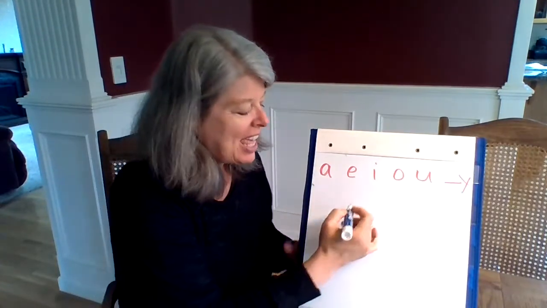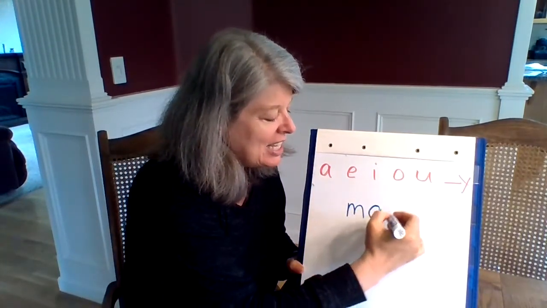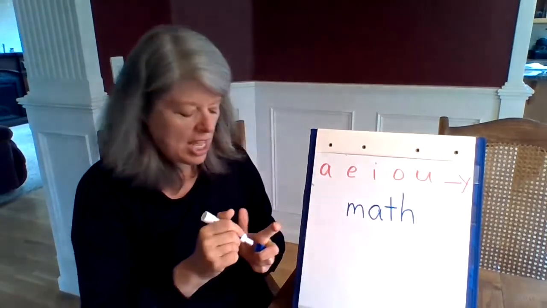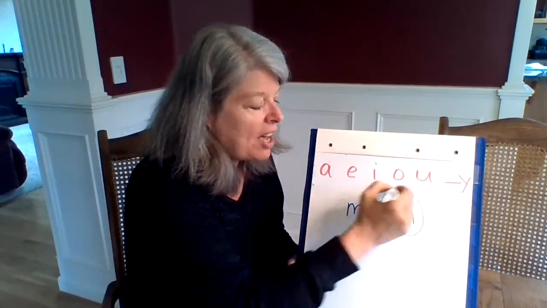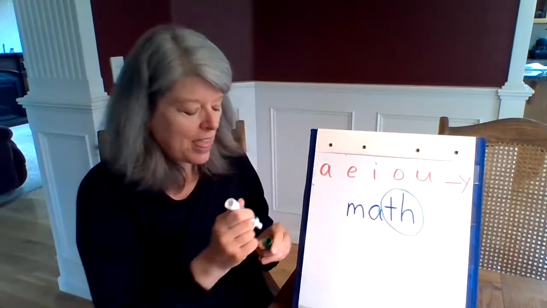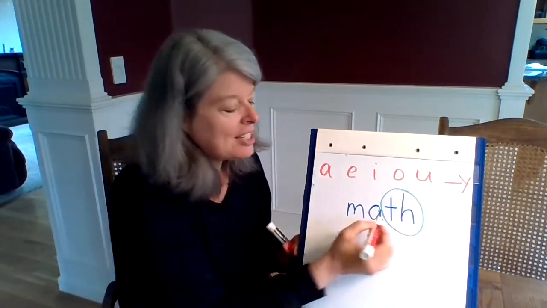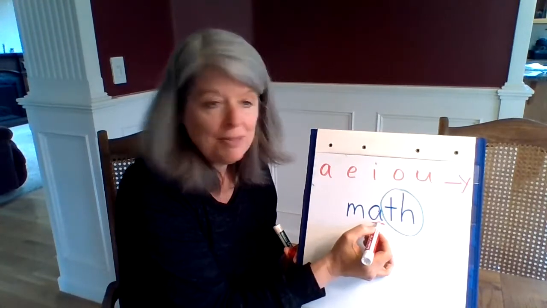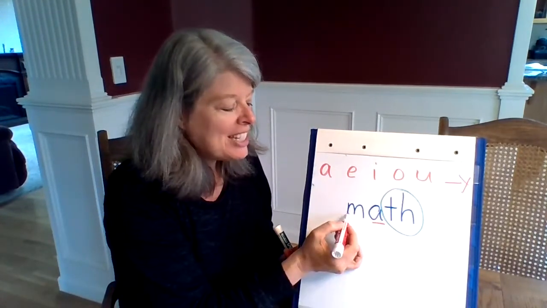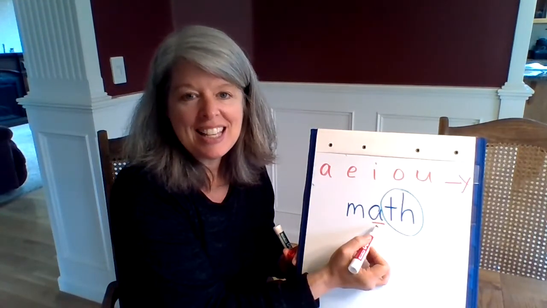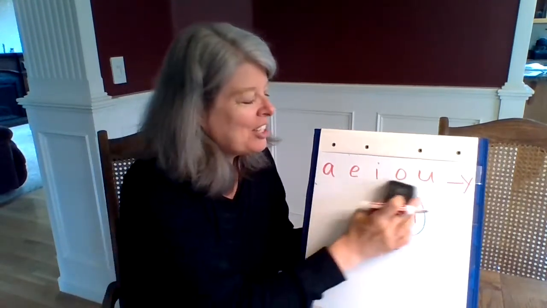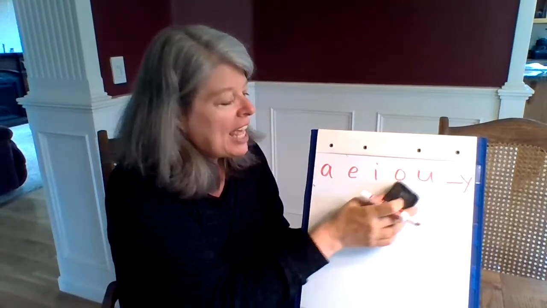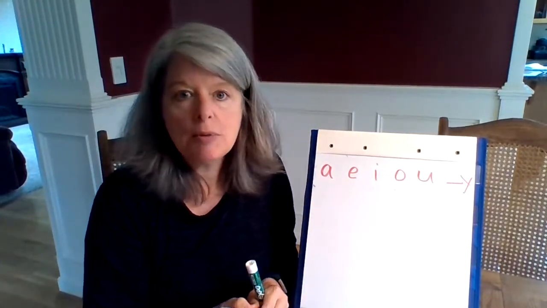M, A, T, H. And we circle TH, a digraph, says th. Our vowel is just a single A, with a consonant on either side. So the A says ah, the word is math. Good job. All right, now we're going to spell some two-syllable words.